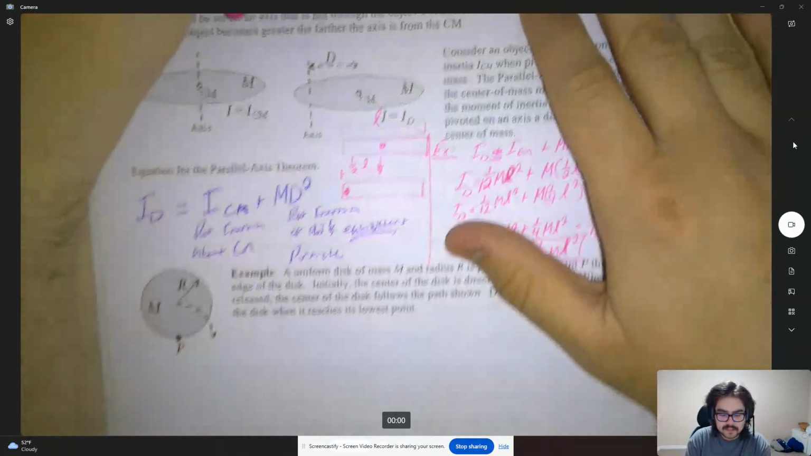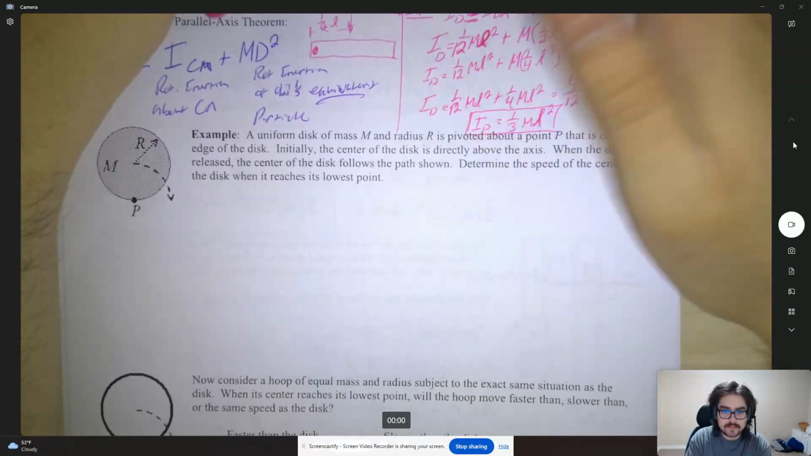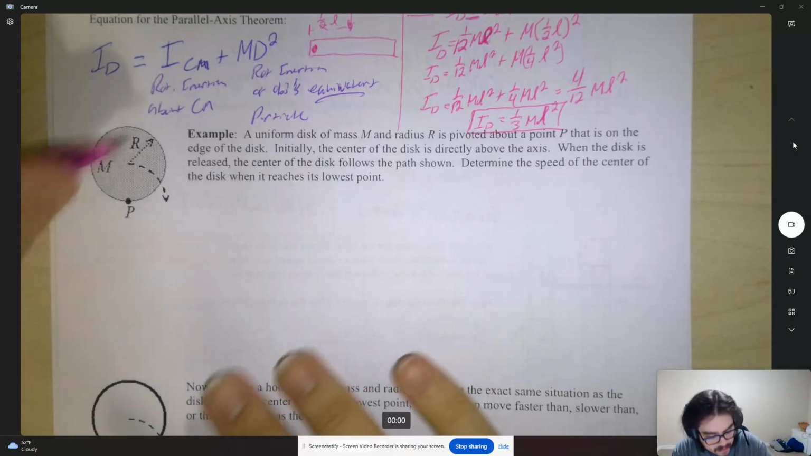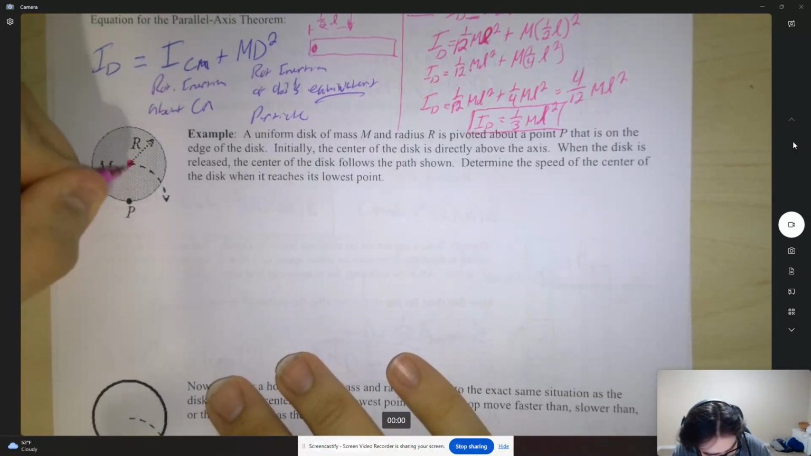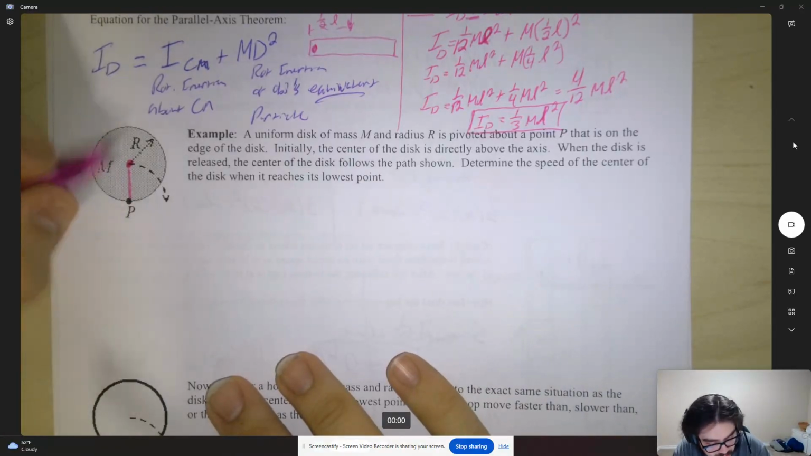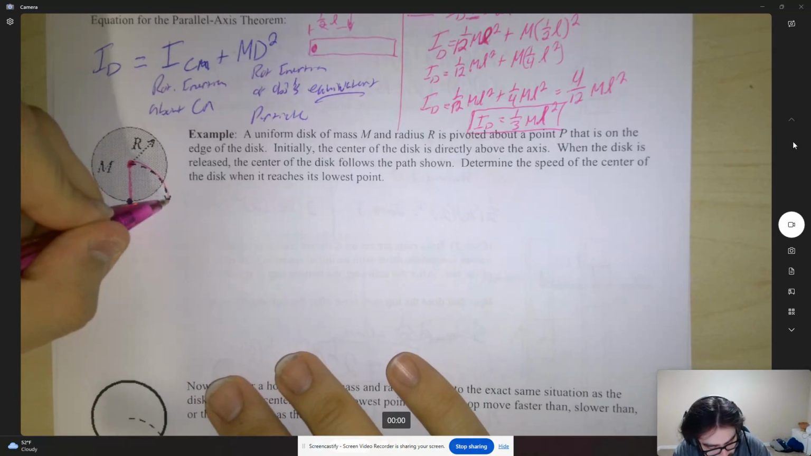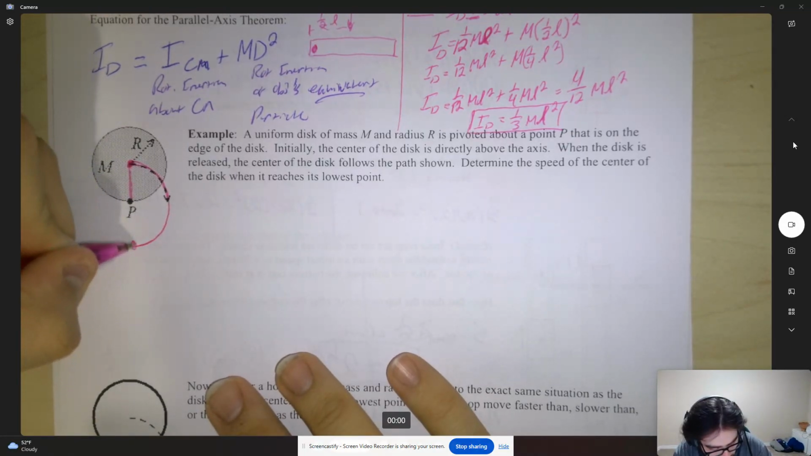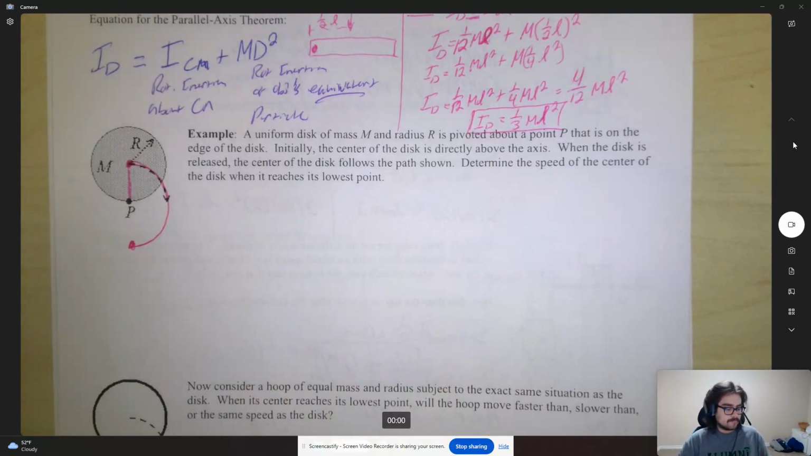A uniform disk of mass m and radius r is pivoted about a point P that is on the edge of the disk. So now instead of pivoting about the center, we're pivoting it about the end. One thing to notice really quickly is that here's where the original center of mass was, and there's the distance to P. When we rotate it, it's going to go right there, and that's going to be important for us to know in a minute.